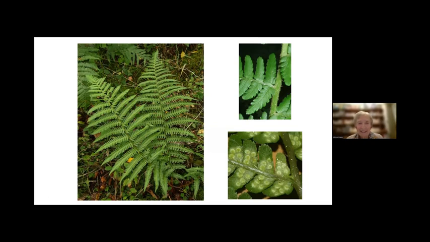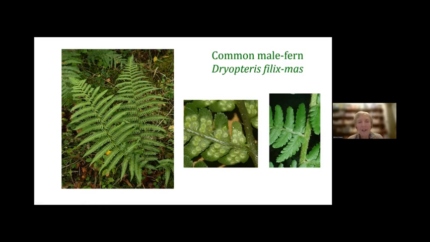Okay, so now we're moving on to a twice divided fern, and I'm sure most of you will have seen this. It's got the kidney-shaped, oh, where's my pointer gone? There it is. It's got the kidney-shaped indusia. So this is the common male fern, Dryopteris filix-mas. Now, the male is absolutely nothing to do with gender.